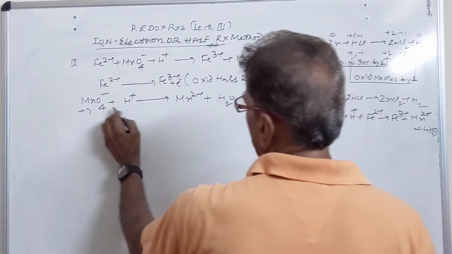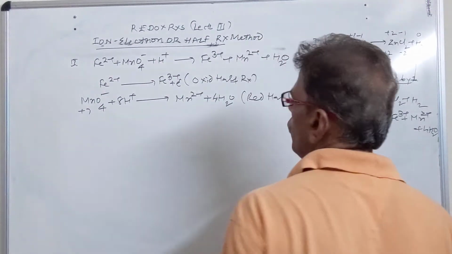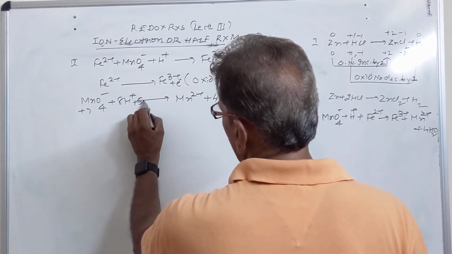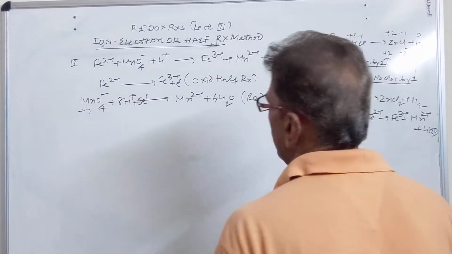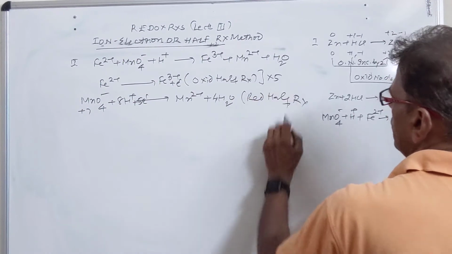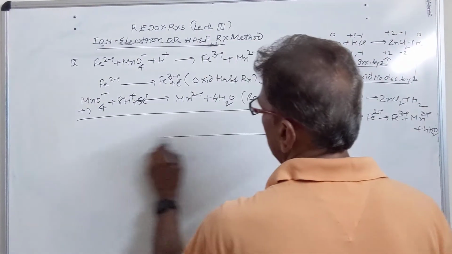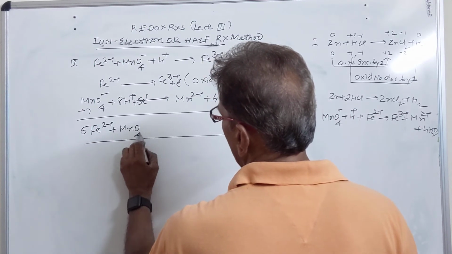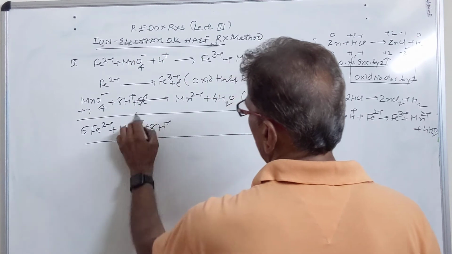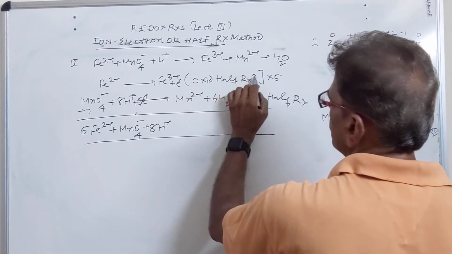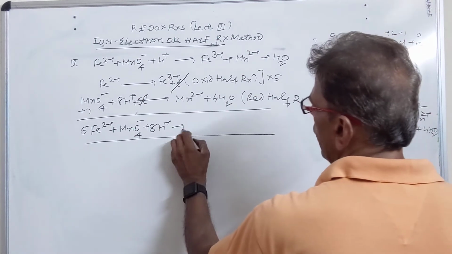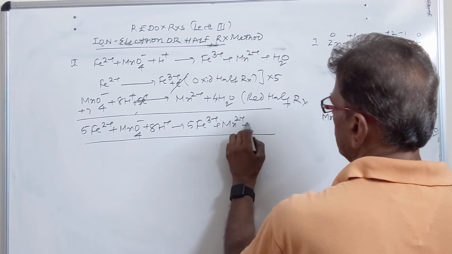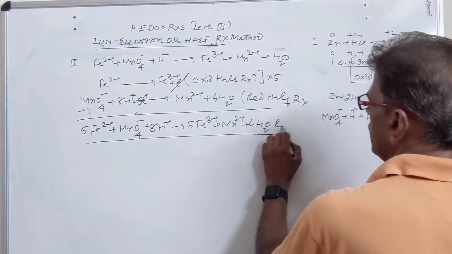To balance hydrogen, we add here 8. We are getting 4 water. Now it is gaining 5 electrons here, but here it is producing only 1 electron. Multiply this equation by 5. Now we have the balanced equation. We get 5 Fe2 positive plus MnO4 negative plus 8 H positive, electrons are cancelled. Then we have 5 Fe3 positive, Mn2 positive plus 4H2O. This is our redox reaction.